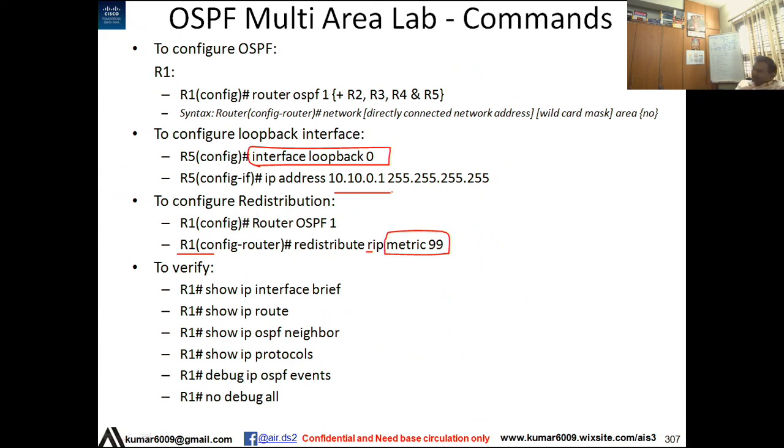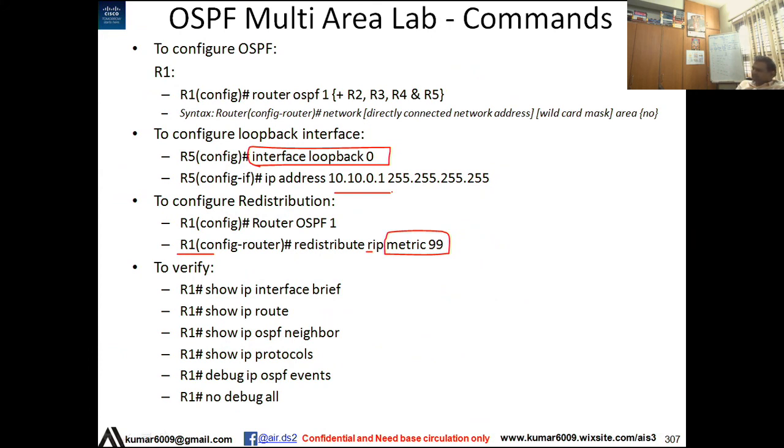Then that interface has to be added to OSPF. Here the no shutdown command is not required. It's a virtual interface, and by default it will be up. If it is down, as administrator you can give no shut, but this will be up by default.